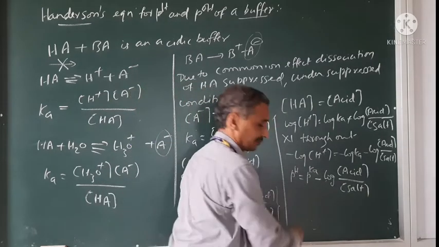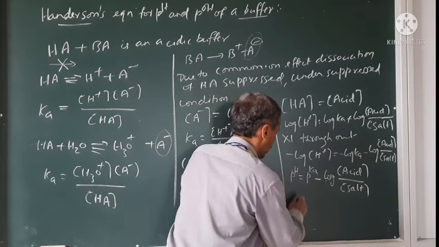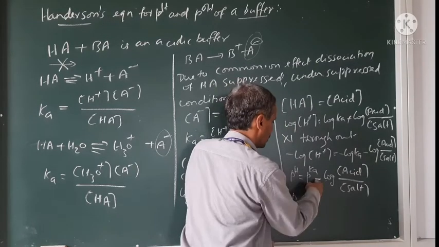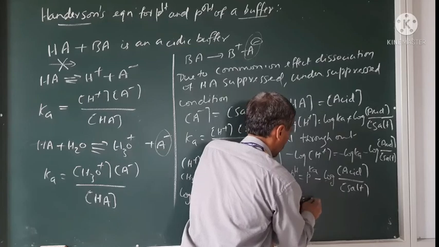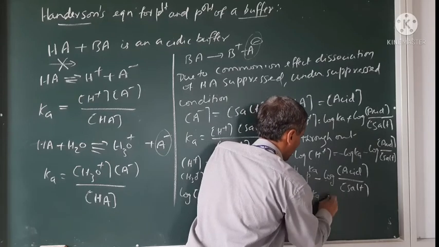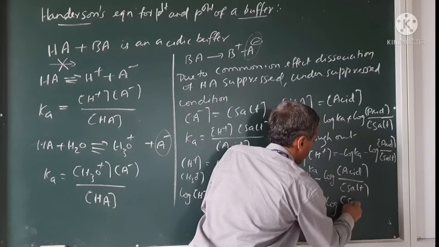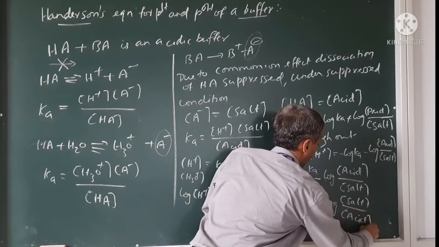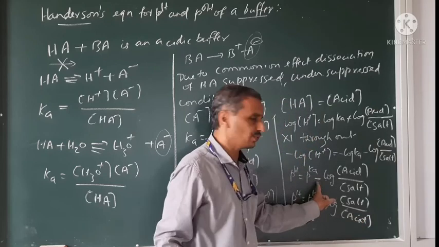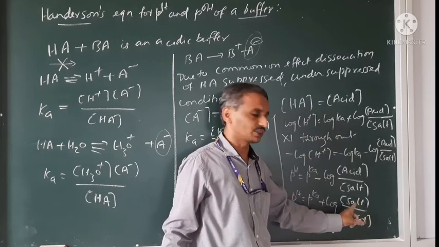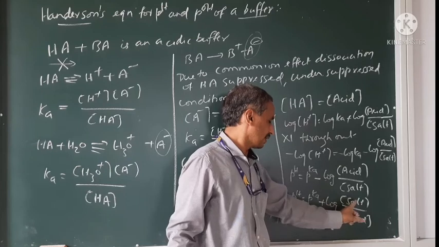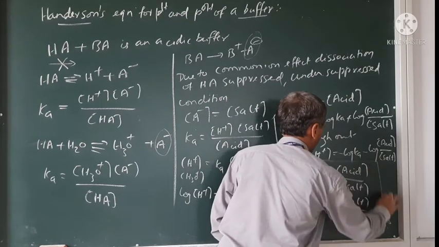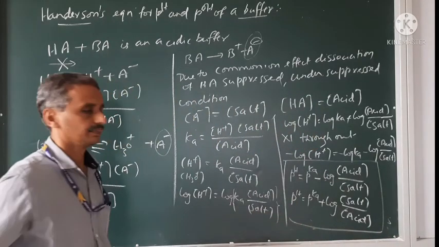Or I don't want this negative sign here. I can get the reciprocal of this. Then it will be the positive one. Or pH is equal to pKa plus log of salt by acid concentration. See, if the negative sign is there, log of acid by salt concentration. If the plus sign is there, then log of salt by acid concentration. And this is the Henderson equation for acidic buffer.